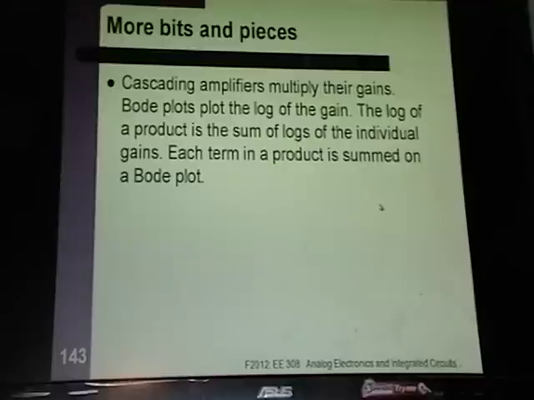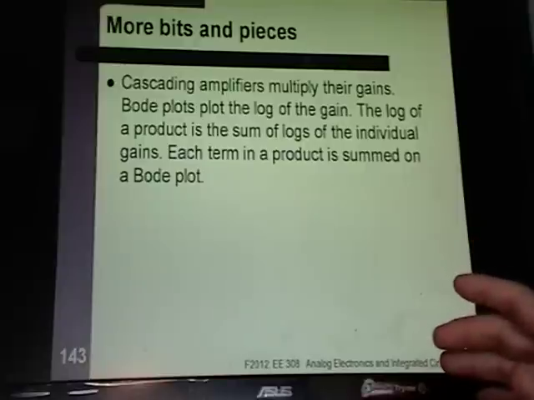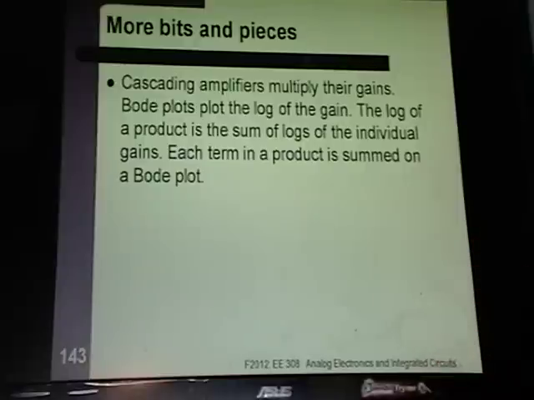Okay, and one more slide, I think. Again, I've said this before, but cascading amplifiers multiply their gains, and since Bode plots take the log of your gain, that just means if you have log A times B, you have log A plus log B, and you can treat the gains of each amplifier separately.